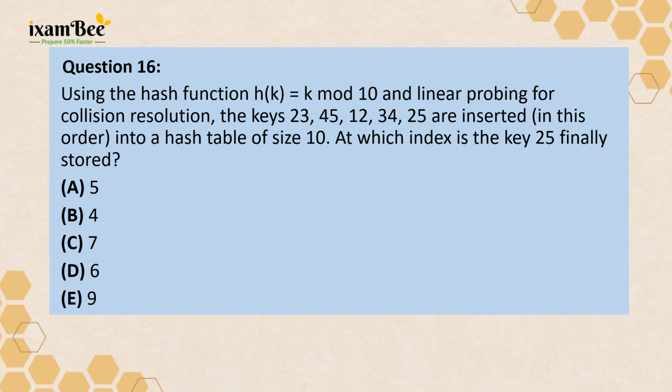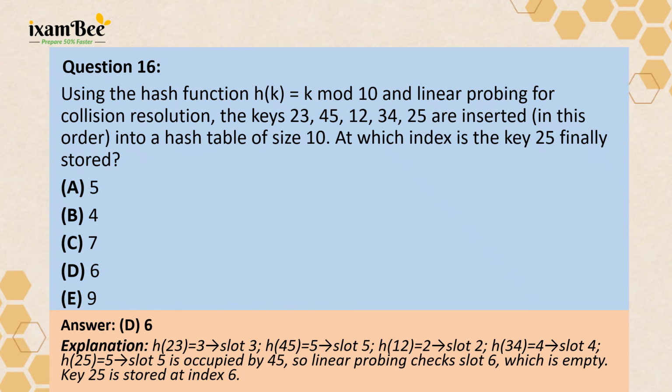Now h(25) is also 5. But slot 5 is already occupied by 45. With linear probing, we simply move forward to the next slot, slot 6, which is empty. So 25 is stored there. Hence, the correct answer here is option D, which is index 6.